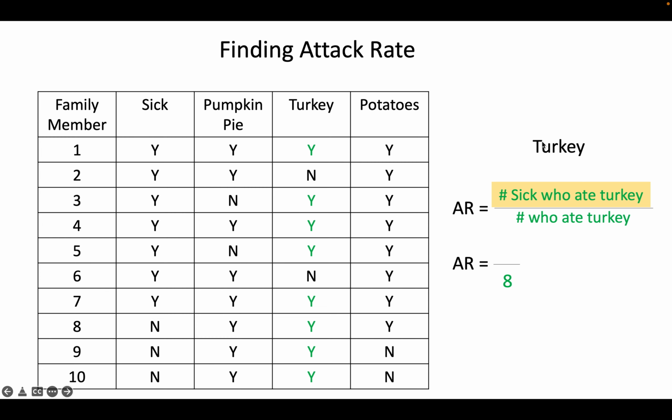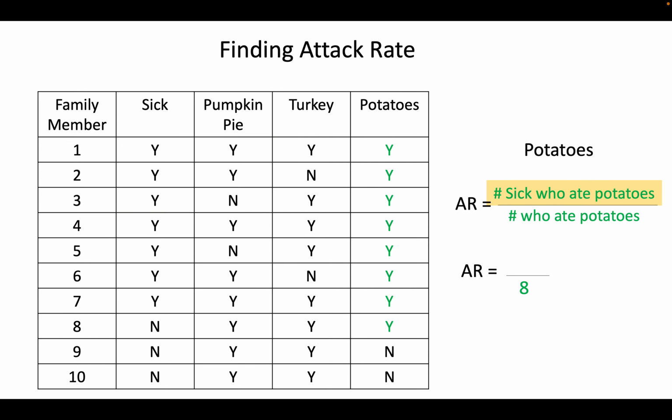You can go through a really similar process with turkey that I'll rush through. Finding the number of people who ate turkey, 8. And the subset that got sick was 5 of those people, so it comes out to the same attack rate, 0.625. For potatoes, these first 8 people all ate potatoes, and of them, the first 7 got sick, so 7 over 8, 0.88. So that's how we would find attack rate for the different dishes that were served, and you can figure out which one represents the highest risk.